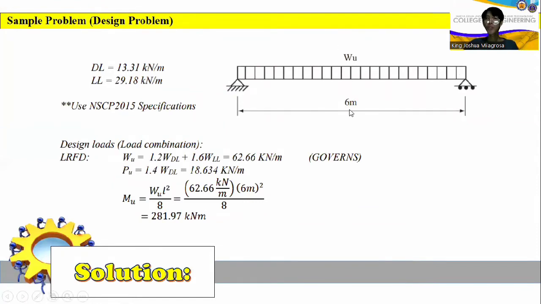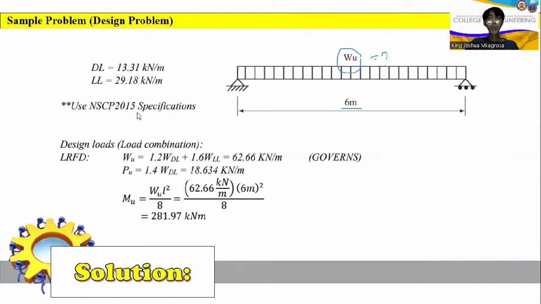So ito yung beam natin which is 6 meter. Then yung ultimate uniform distributed load natin is unknown pa siya. Given yung service load natin na dead load tsaka live load, which is yung dead load is equal to 13.31 kilonewton per meter, then yung live load naman natin is equal sa 29.18 kilonewton per meter.